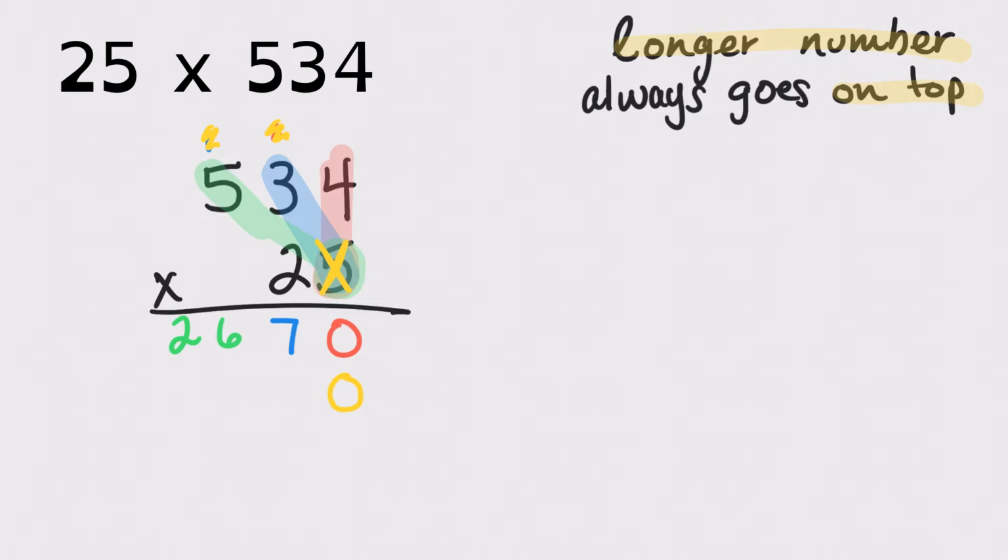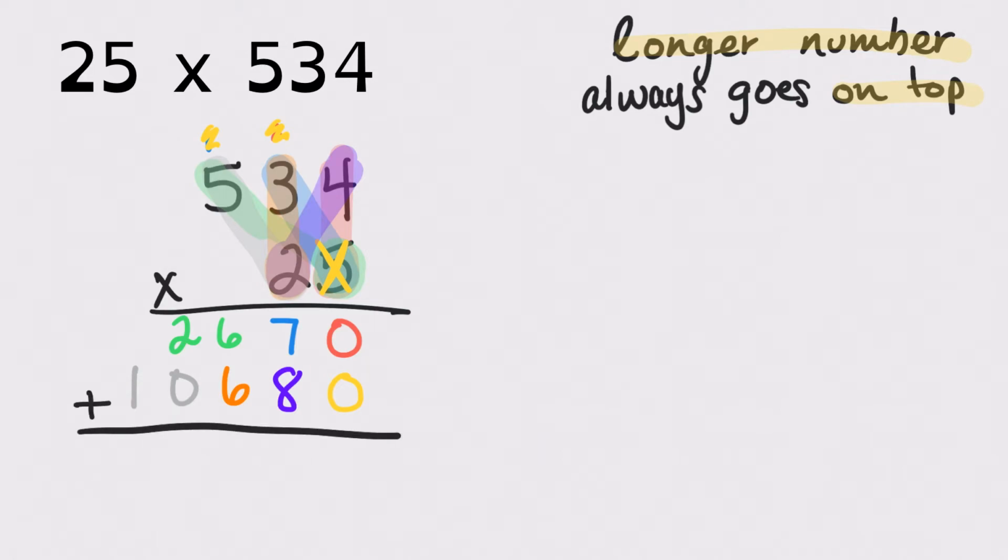Okay, so we'll start with 2 times 4, which gives us 8, so it goes down here. Then 2 times 3 is 6 and goes here. And then 2 times 5 is 10, and there's nowhere to carry anything, so the 10 goes down here at the bottom. Now we'll add everything up, so I'm going to draw my line and my plus sign, and then I'm going to start adding over here on the right.